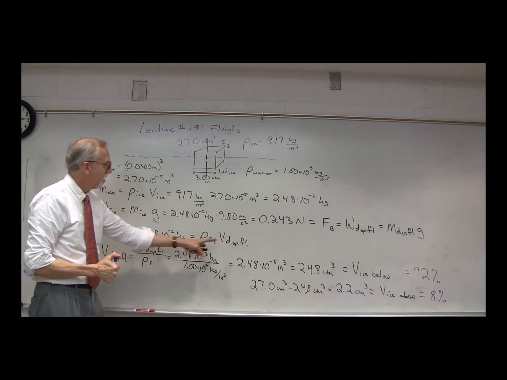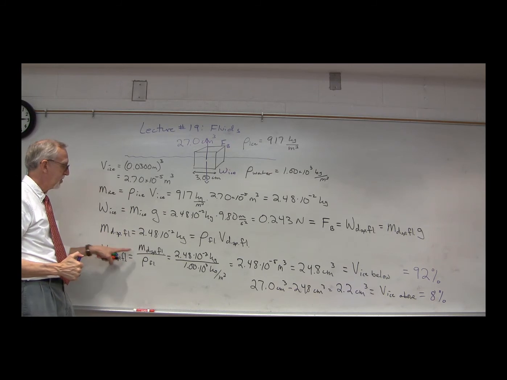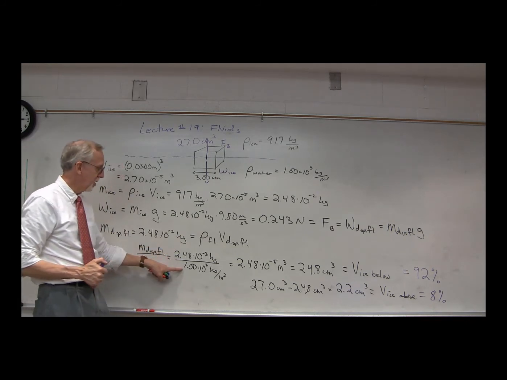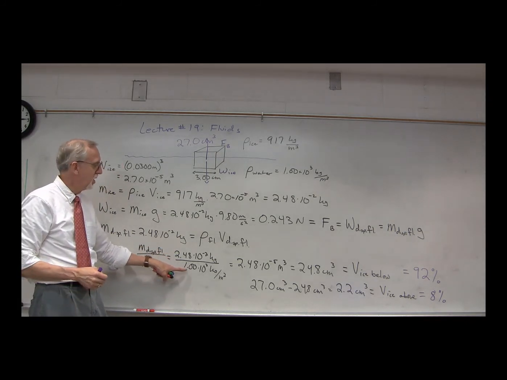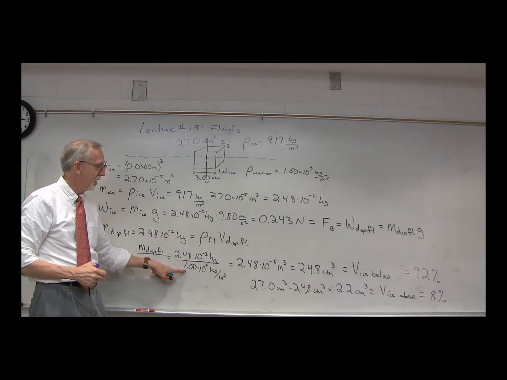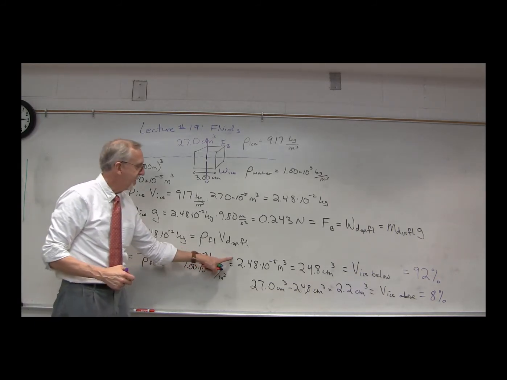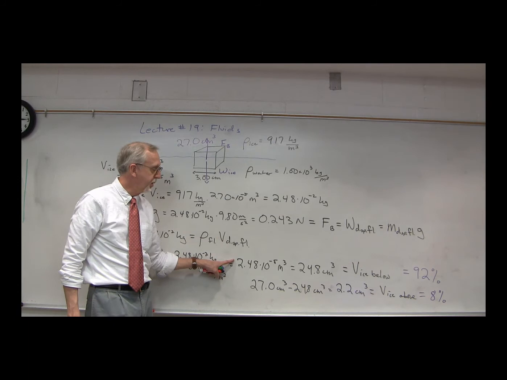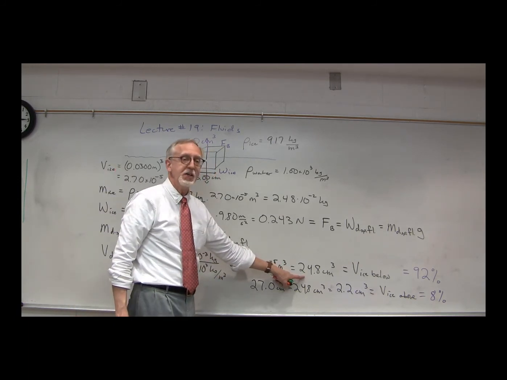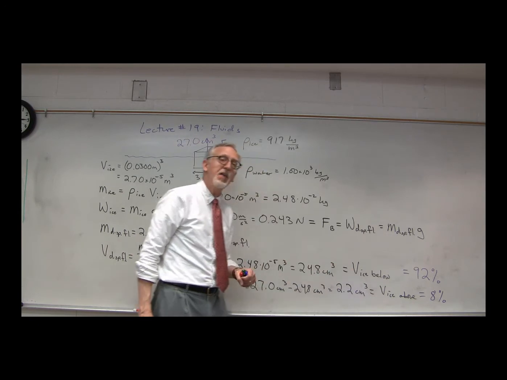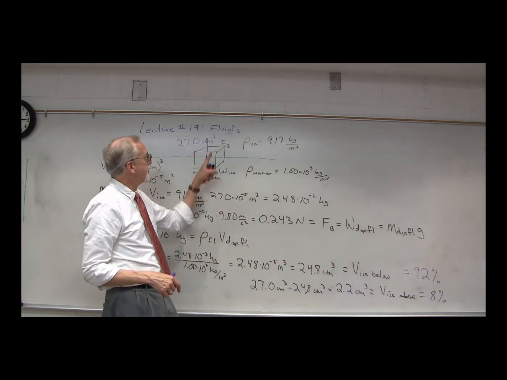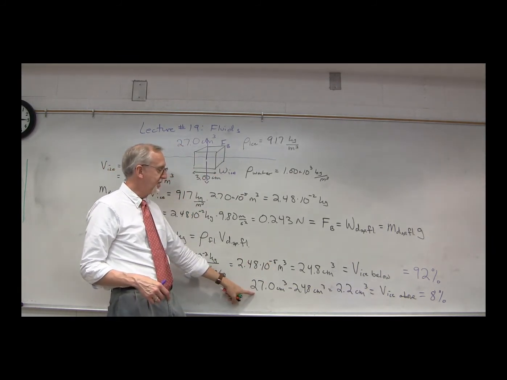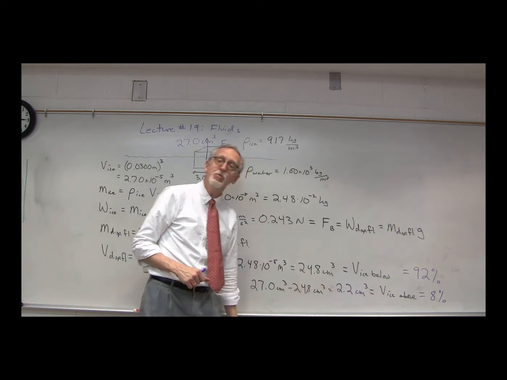So, the volume of displaced fluid will be the mass of the displaced fluid divided by the density of the fluid, which is 2.48 times 10 to the minus 2 kilograms over the density of the water, 1.00 times 10 to the 3 kilograms per cubic meter. That leaves us with a volume of displaced fluid of 2.48 times 10 to the minus 5 cubic meters. In other words, 24.8 cubic centimeters. That's the volume of ice below the surface. The volume of ice above the surface is just the total volume minus the volume below. In other words, 27 minus 24.8, or 2.2 cubic centimeters.